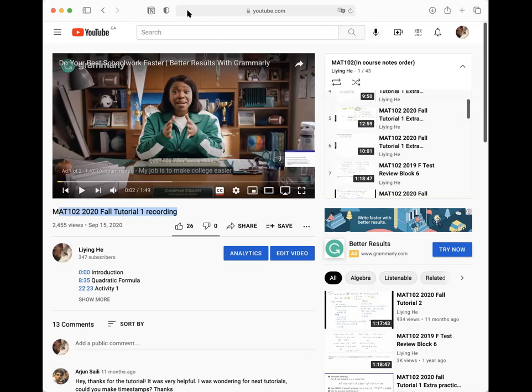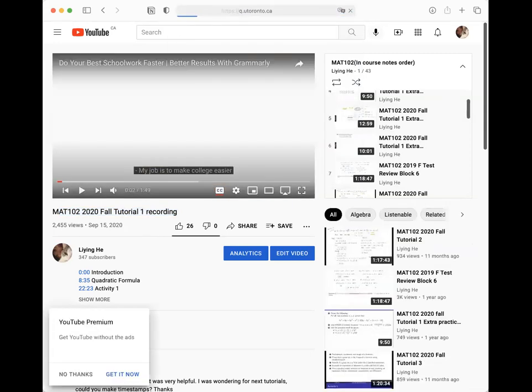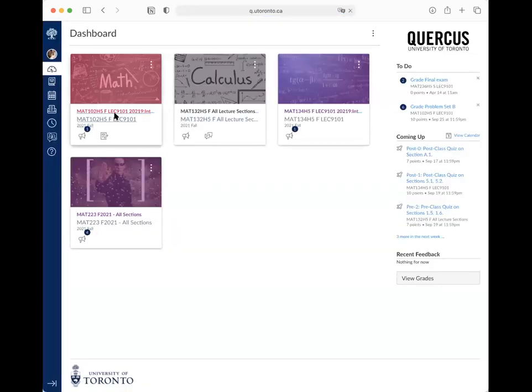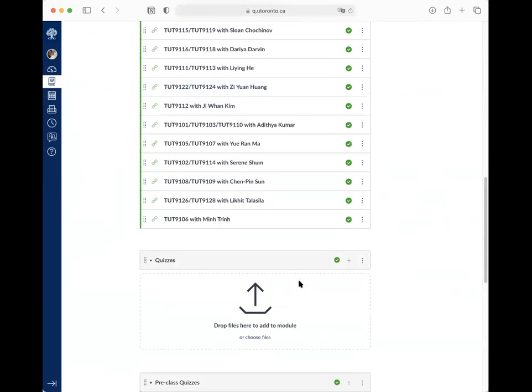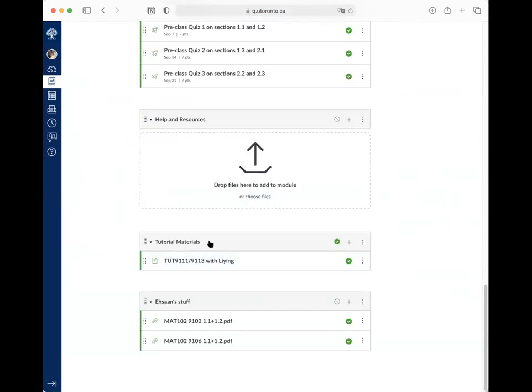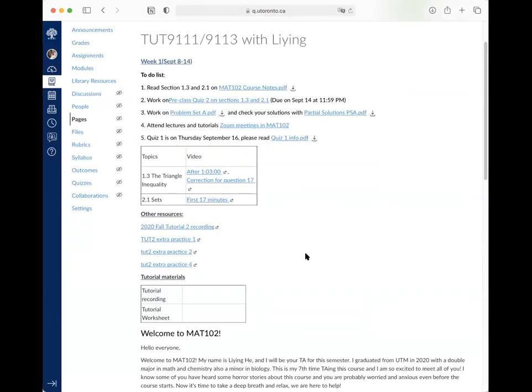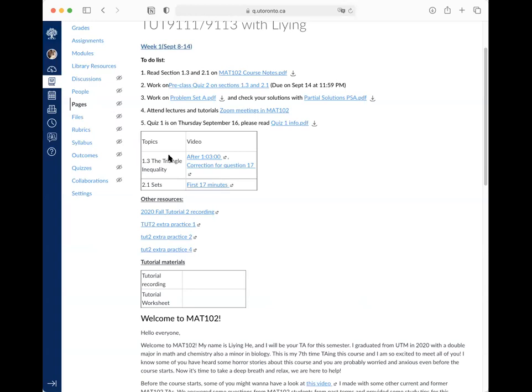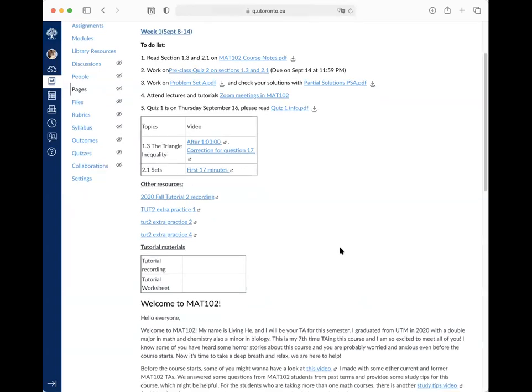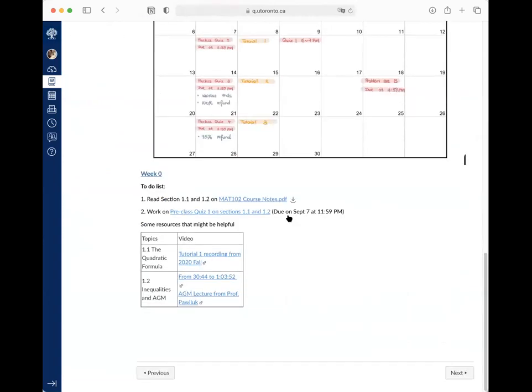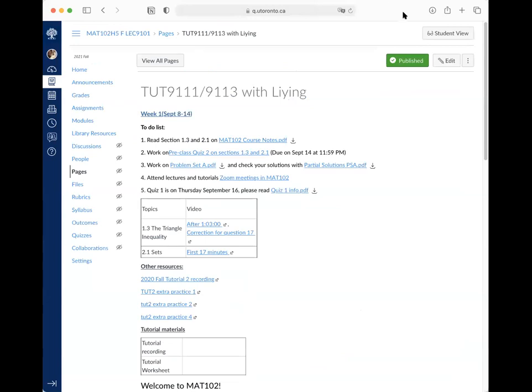And also you can check Quercus. If you go to my page, it says tutorial material with me. Click it and you'll see everything. Week 1 is here, we're doing those already, although you're not being tested, but those are here. What you will be tested on is here too. Okay. That's what I wanted to say.